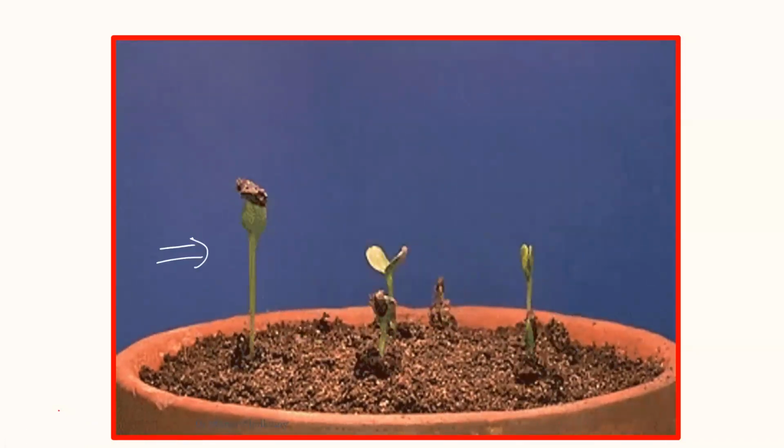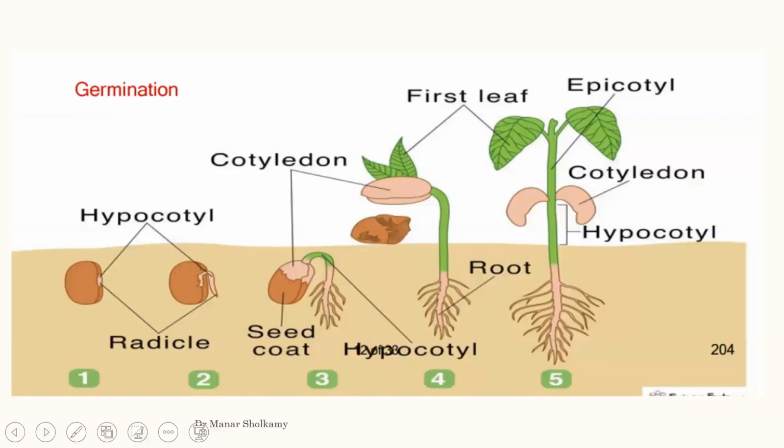This is germination. This is the growth of a new plant from a seed. So we will study the different parts of the seed and how germination happens. You see here in the picture, you have a seed. The seed will grow a small protrusion down there called the radicle, and then it will grow a shoot and it will grow into a plant.